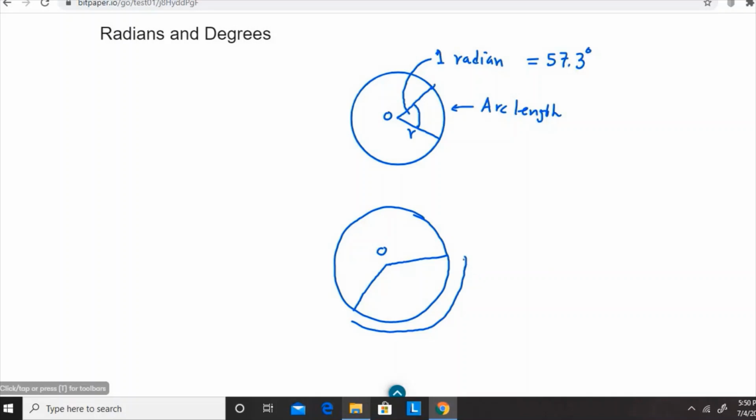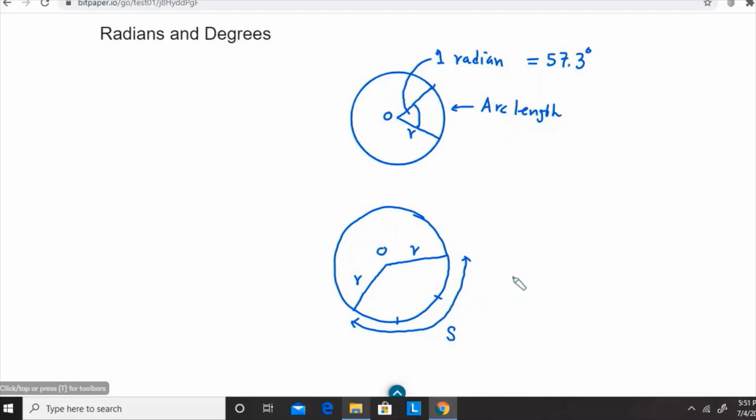And let me call that arc length as S. Now what I'm going to do is that this is the radius. I'm going to break this arc length in terms of the radius of the circle. So there could be one radius over here, and there's another radius here, and then part of this could be another fraction of a radius.